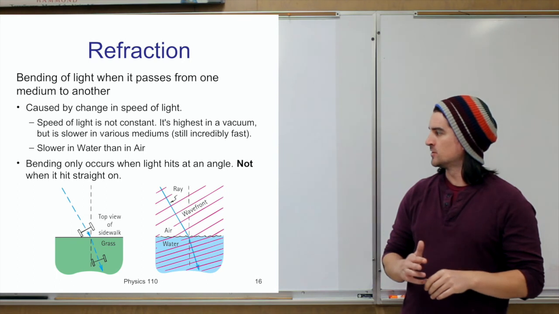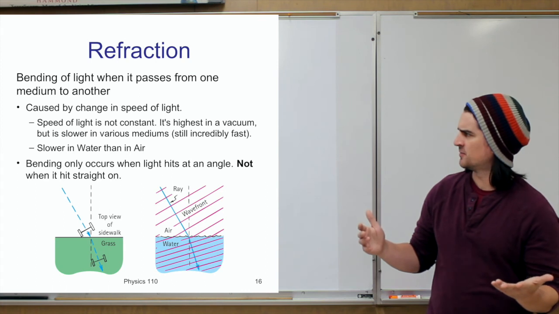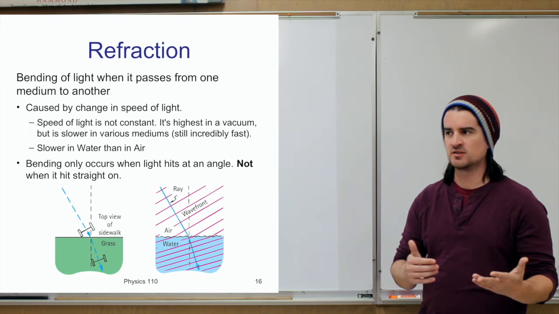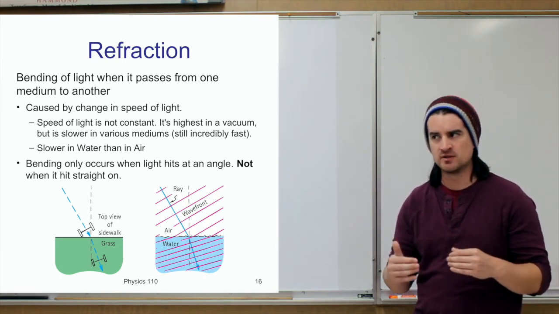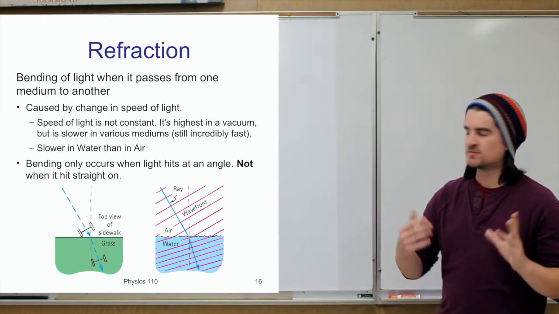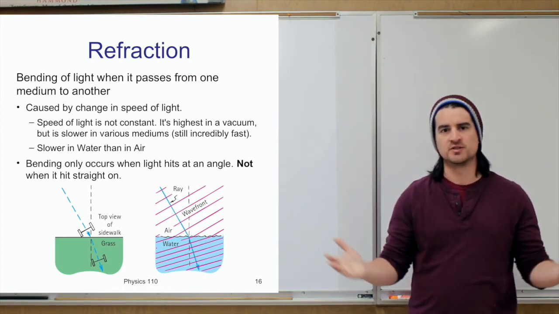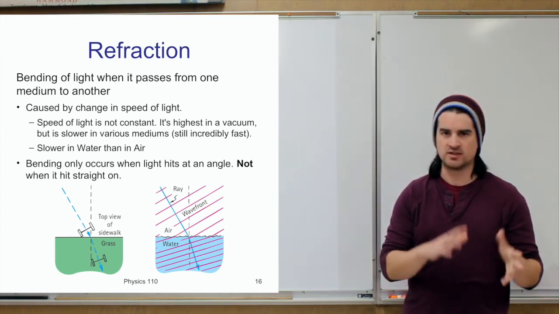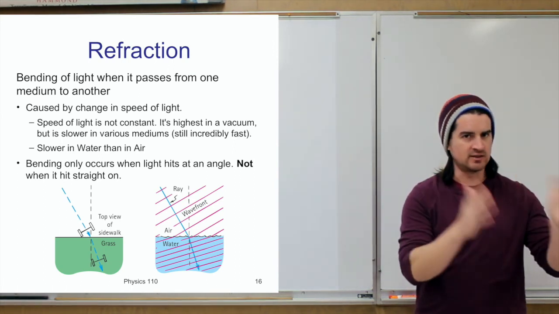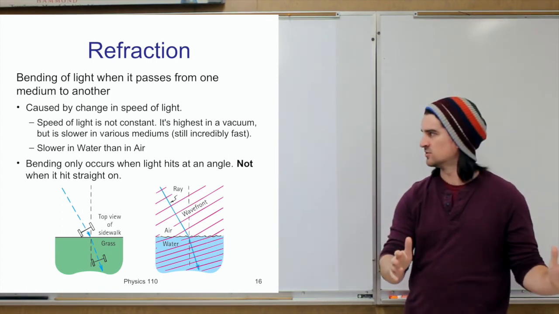The reason that light and other waves will refract is because they move at a different rate when moving through different materials. I mentioned before that the speed of light is a constant in a vacuum, where there are no other materials for light to interact with. So the speed of light is a constant in a vacuum, and that's the limit at 300 million meters per second. That's as fast as light goes, as fast as anything goes.